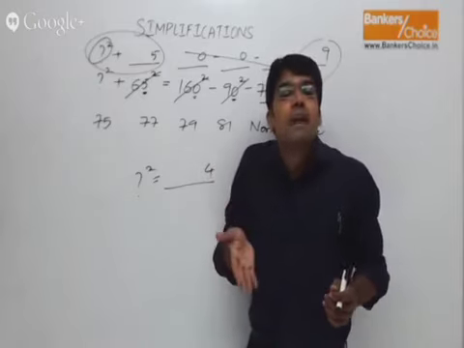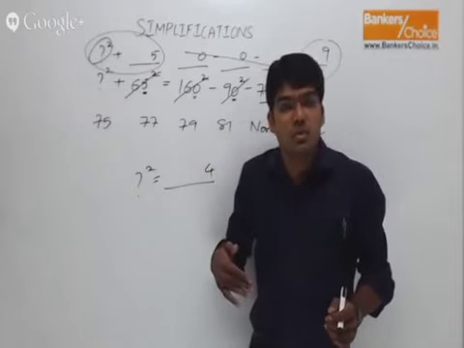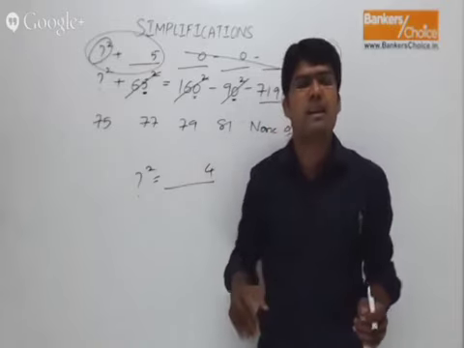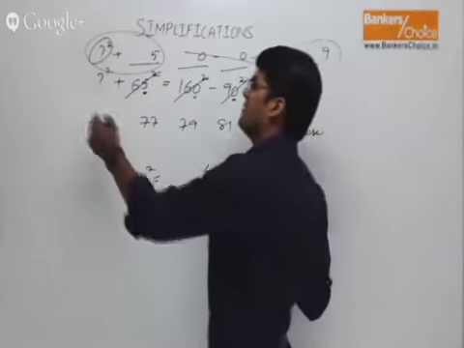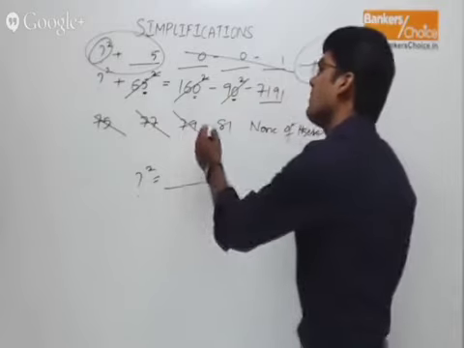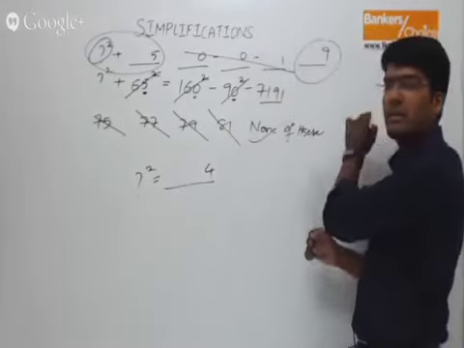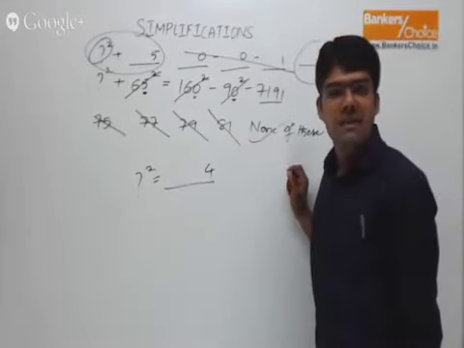So the number should end in 2 or 8. Those are the possible answers. Answers should end in 8 or in 2. Look at the options. 75, not possible. 77, not possible. Not possible. 100%, fifth option, none of this is the correct answer.